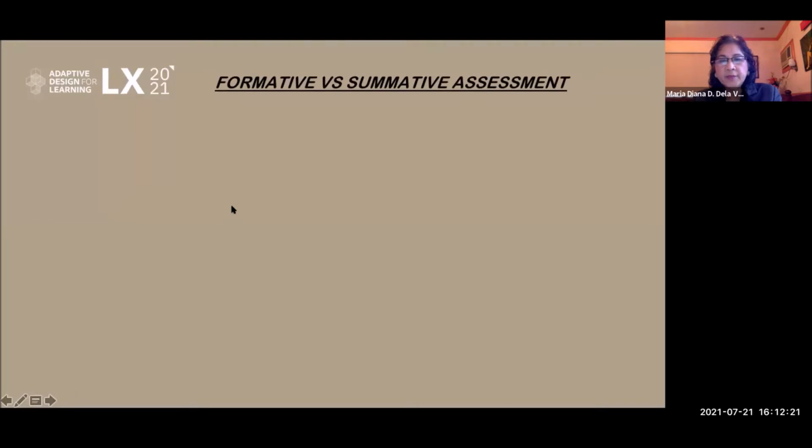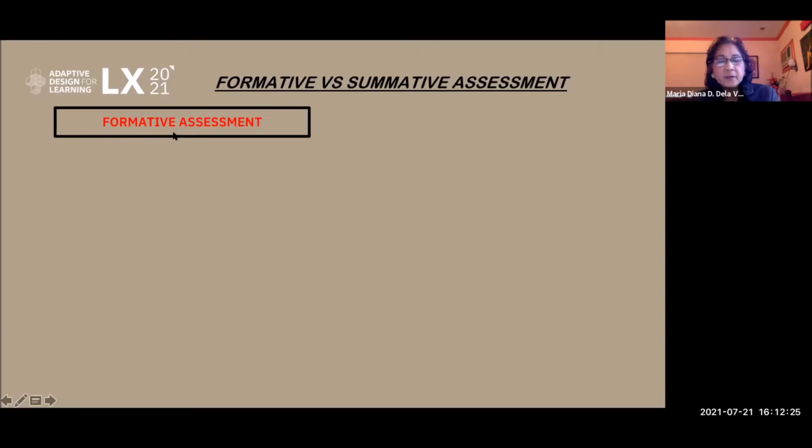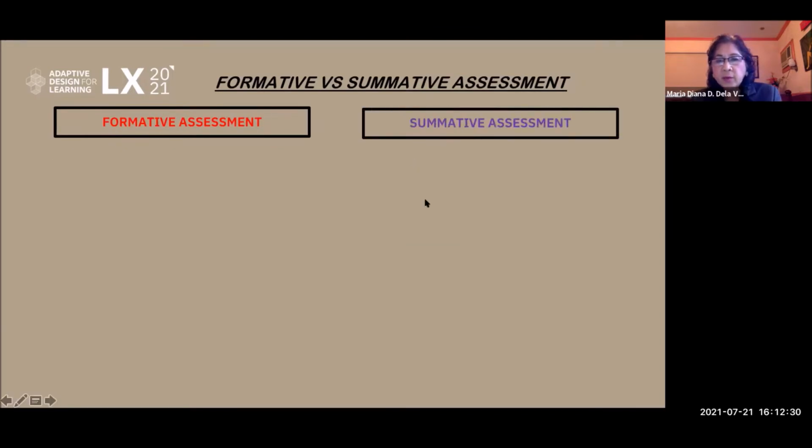Okay, formative versus summative assessment. In this column, on the left column, I have here formative assessment, and on the right column, the summative assessment. All right. Under formative assessment, here are the characteristics of formative assessment. Okay, first, formative assessment measures small parts of the instruction, and quizzes are a good way to test that.